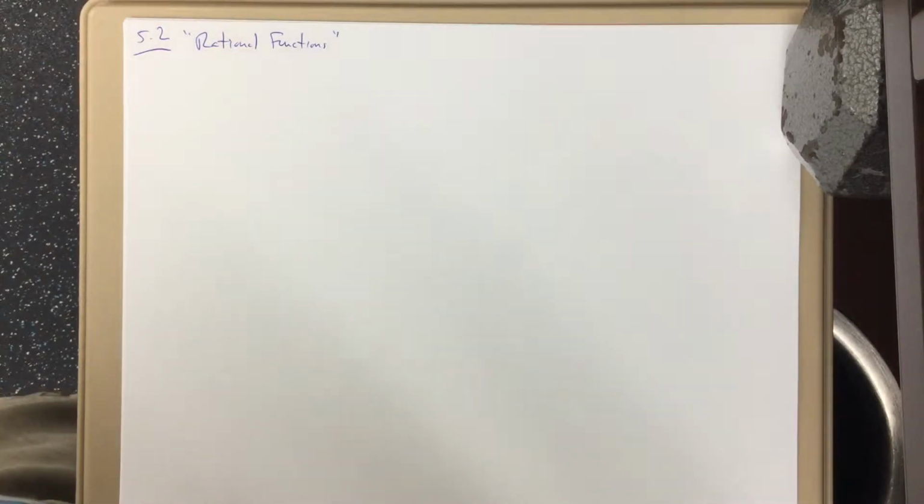Alright guys, so we're going to move on to 5.2 now. 5.2 deals with rational functions. And last time we were talking about polynomial functions, and we weren't allowed to have any fractions, like a numerator and a denominator with stuff on the top and the bottom. With the rational function, now we have that, okay?